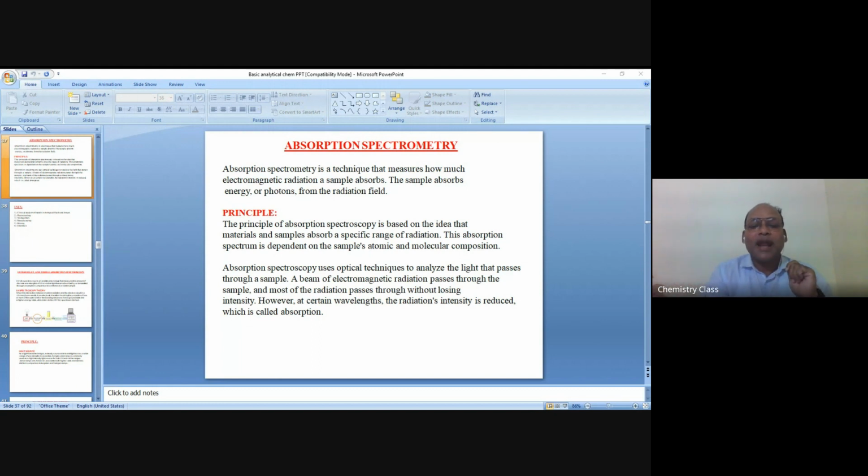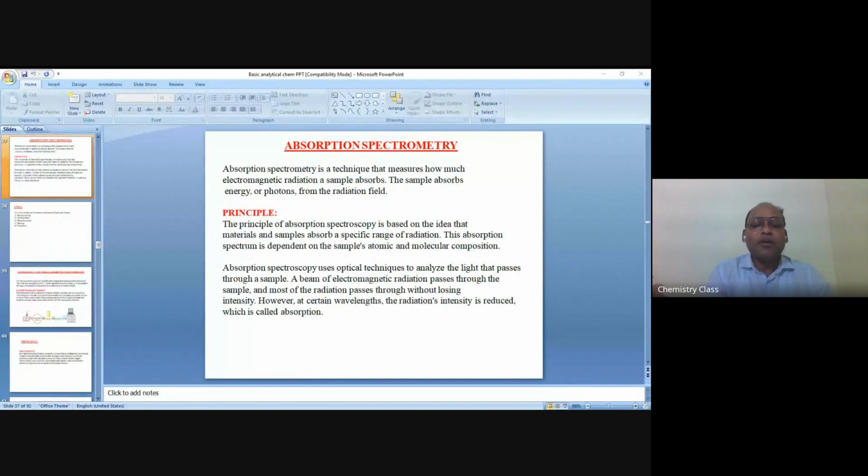But a few of the particles change their intensity. At certain wavelengths the radiation intensity is reduced, and that is called absorption spectrometry. That is actually the principle. When some very few radiations pass through the sample, they lose their intensity, speed, wavelength, or frequency, so that will be blocked by the sample. How much is blocked will be calculated by this absorption spectrometry. So this is the principle.